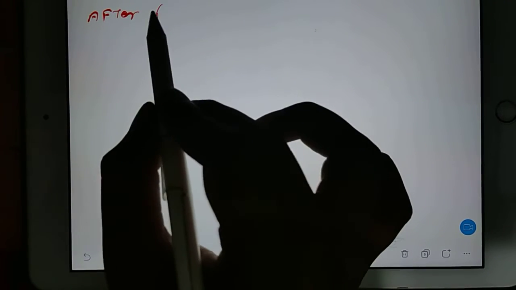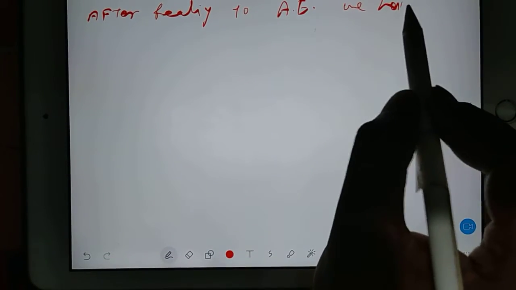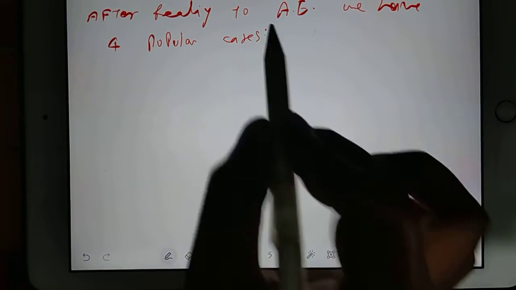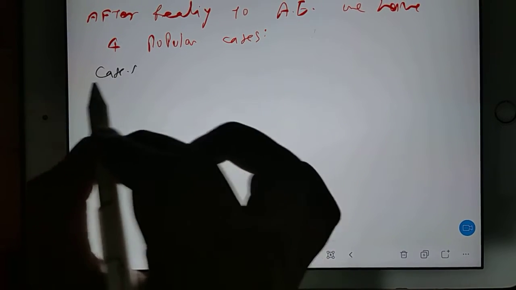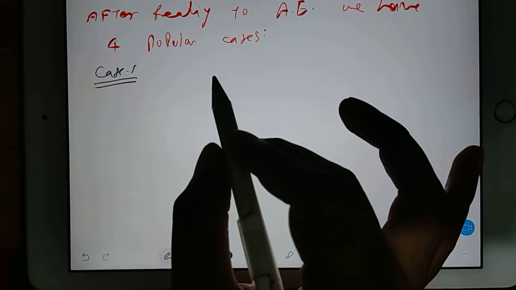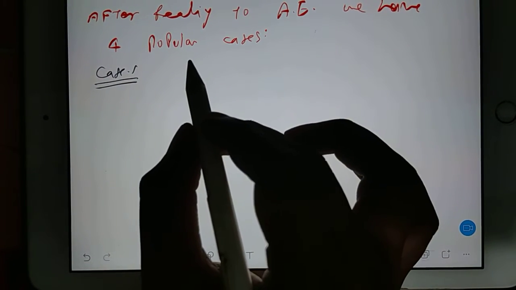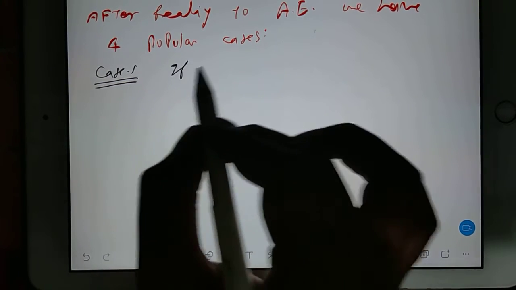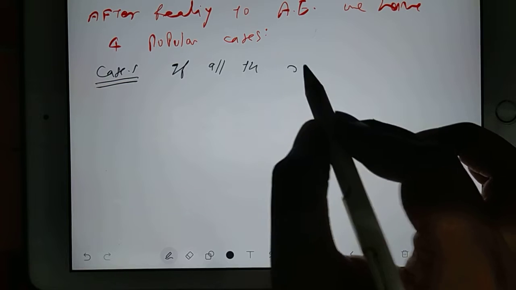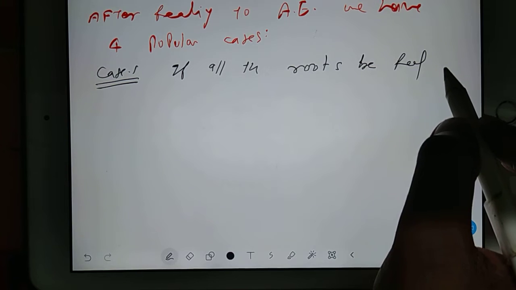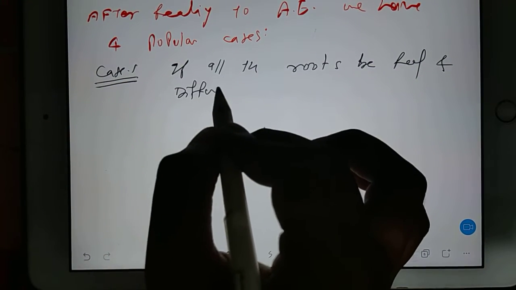Okay, but you write first like this. After reaching the auxiliary equation, we have 4 popular cases. So in that you write case 1. Case 1 is very similar. Case 1 will look like, if all the roots are real and different.